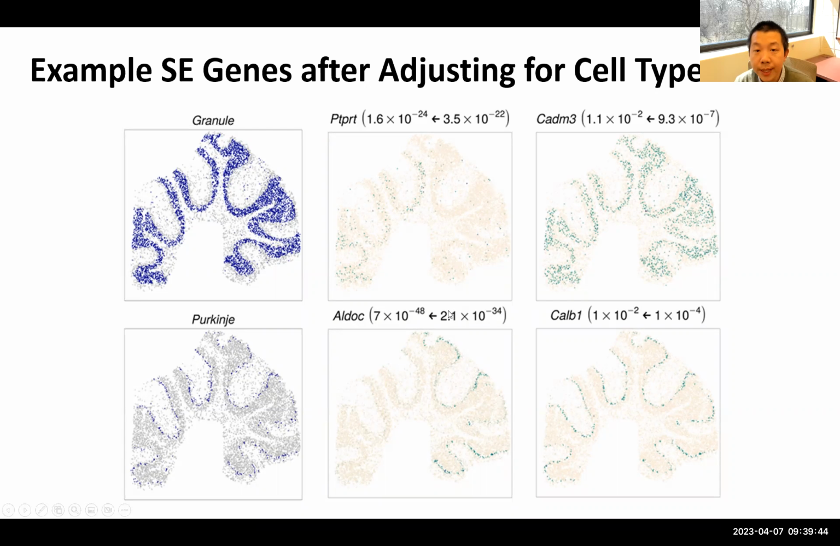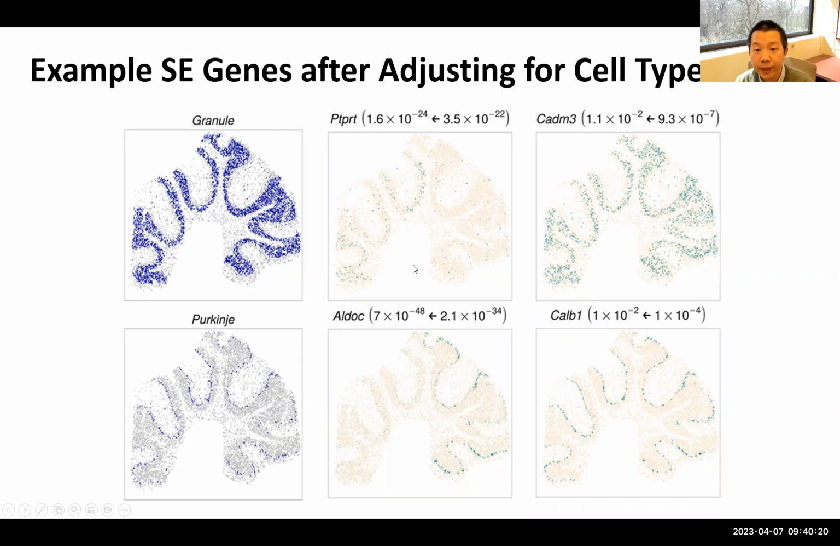However, these middle two genes are still significant even after you control for the cell types. Specifically, PTPRT tends to express in only the frontier part of the granular cell population, only the left half of the cerebellum. While LDOC is expressing in the posterior part of the Purkinje cells, the right-hand side of the Purkinje cell population. So for those genes, even after you control for the corresponding cell types, they are still significant, or sometimes even more significant.